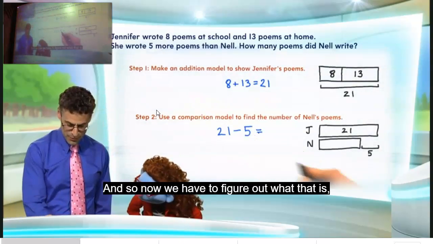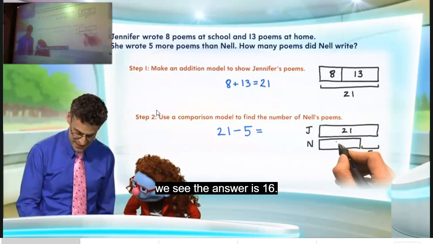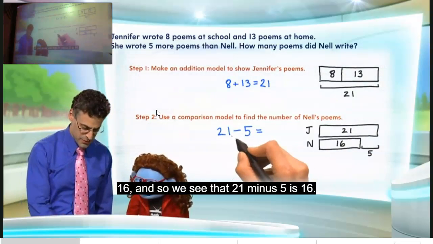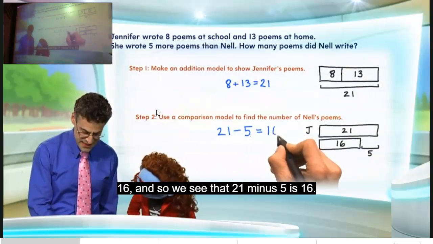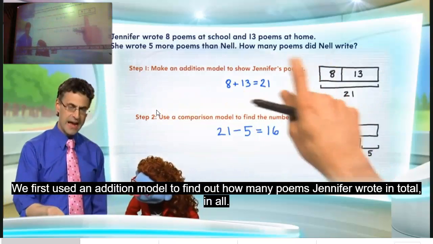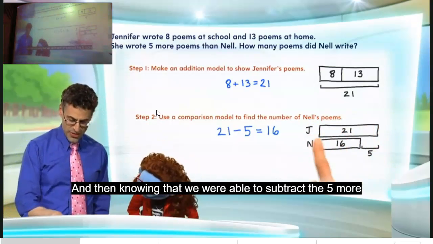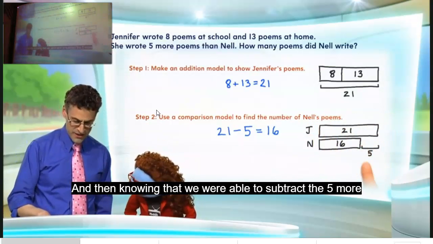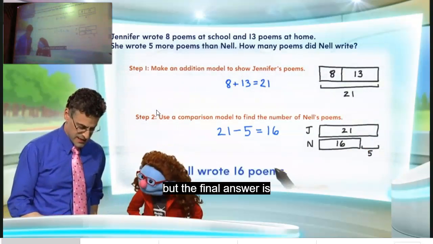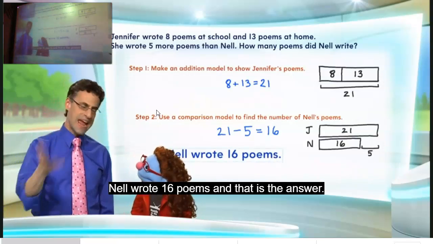And so now we have to figure out what that is, and when we think about it, we see the answer is 16. So 21 minus 5 is 16. And look at all the steps that we did. We first used an addition model to find out how many poems Jennifer wrote in total, in all. And then, knowing that, we were able to subtract the 5 to see exactly what Nell wrote. But the final answer is Nell wrote 16 poems.